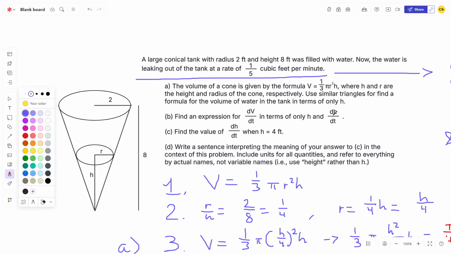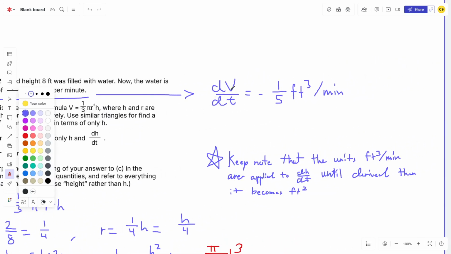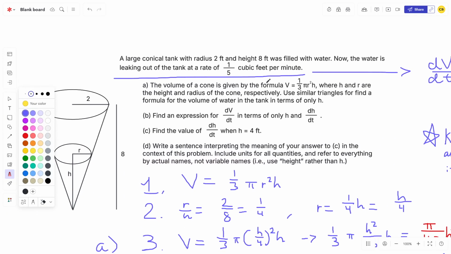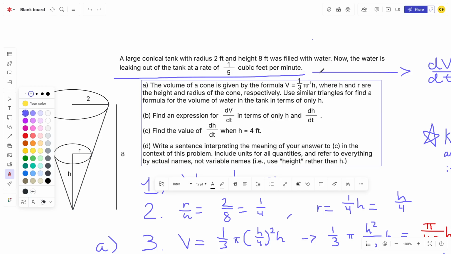So we're given the problem: a large conical tank with radius 2 feet and height 8 feet was filled with water. Now the water is leaking out of the tank at a rate of 1/5 cubic feet per minute, which is dV, which can be said as dV over dt equals negative 1/5 feet cubed a minute. The volume of the cone is given by the volume of a cone equation, which is just 1/3 pi r squared times h.